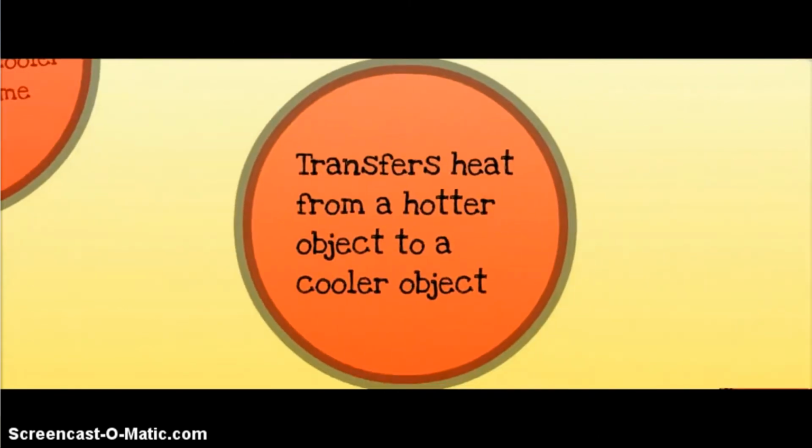It can also be transferred from a hotter object to a cooler object. Refer back to the picture. In the picture, the metal spoon was leaning up against the metal pot. That metal spoon will become hot because that heat will be transferred from the hot pot to the cold spoon.